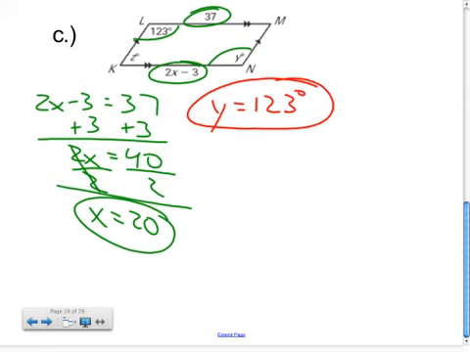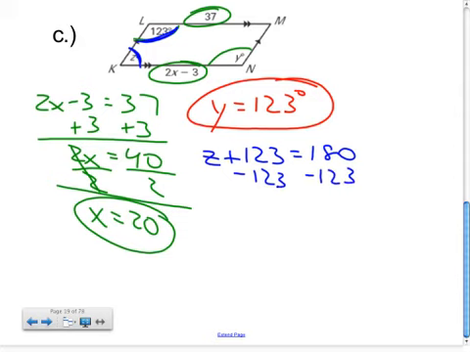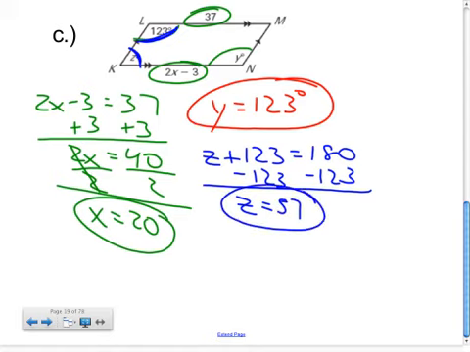And then you look at angle z. This angle is 123. Well, z and that 123 are consecutive angles. So z plus 123 has to be 180. They have to be supplementary. So you subtract the 123 from both sides, and that tells you that z has to be 180 minus 123, which is 57. So there's just another example of using these properties of a parallelogram to solve for variables.